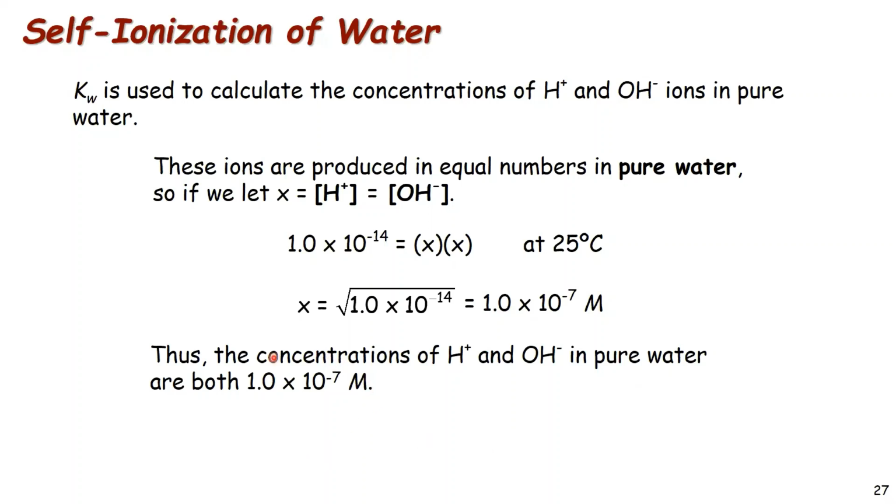Now, we're going to use this as our base then, right? So from now on, when we're talking about either a solution being acidic, basic, or neutral, when a solution is neutral, it has equal concentrations of hydrogen and hydroxide ion, or we could say that it has a hydrogen ion concentration of 1.0 times 10 to the negative 7. That's usually how we're going to look at it. So a neutral solution has a hydrogen ion concentration of 1.0 times 10 to the negative 7.